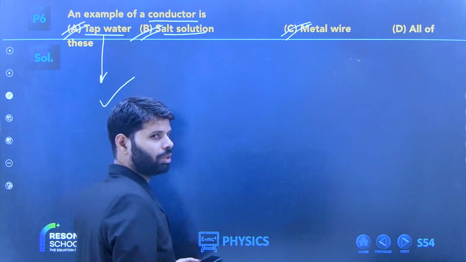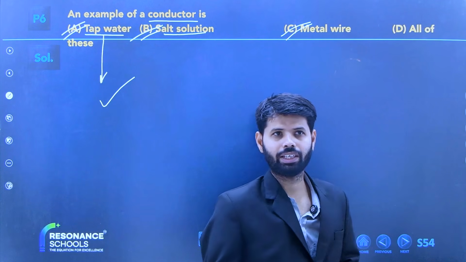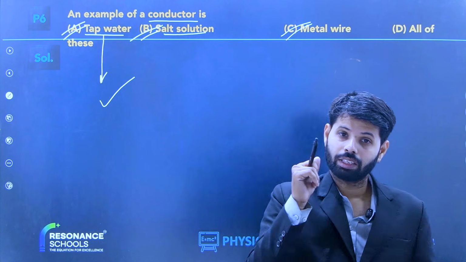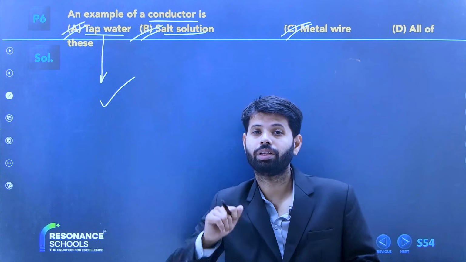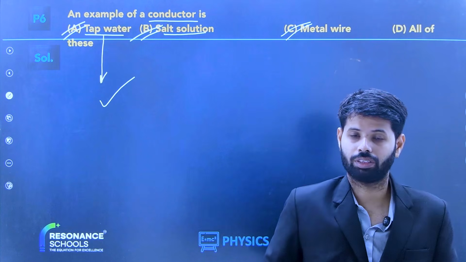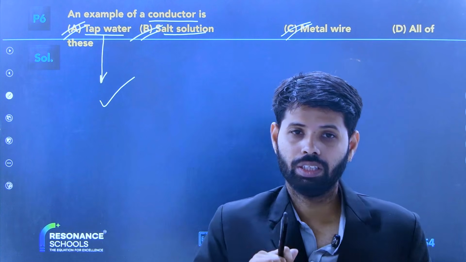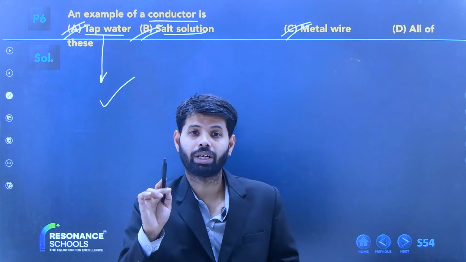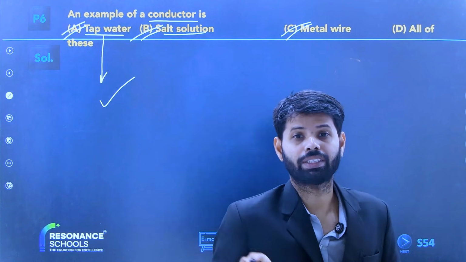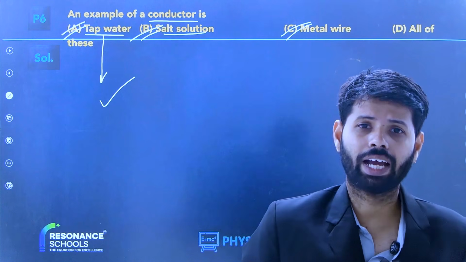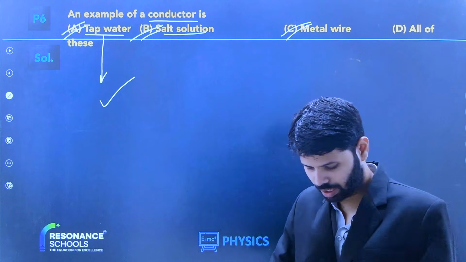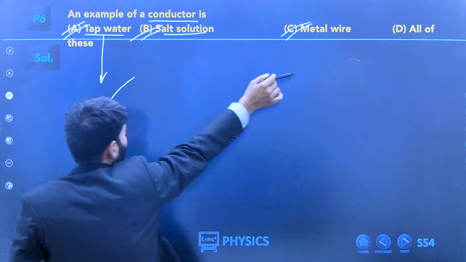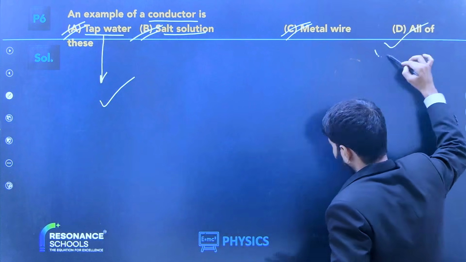Because tap water is coming from the ground, and tap water has minerals in it. All the minerals like potassium K plus, Na plus. All these are ions, beta, and they allow electricity to pass through. That's why the answer should be D. How many of you got answer D?